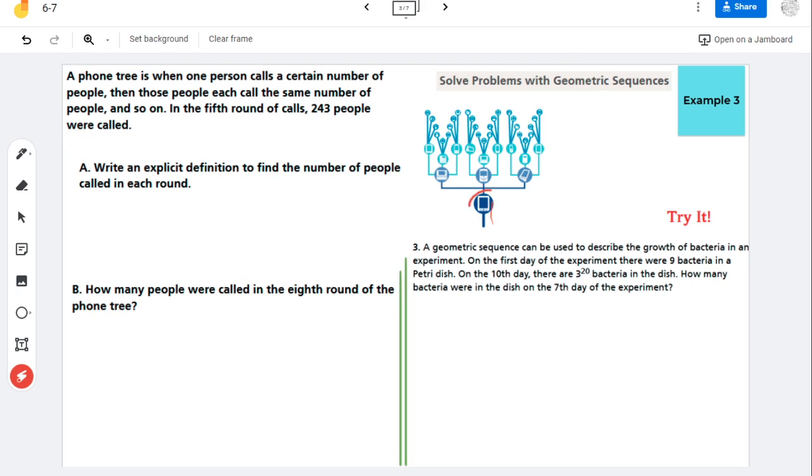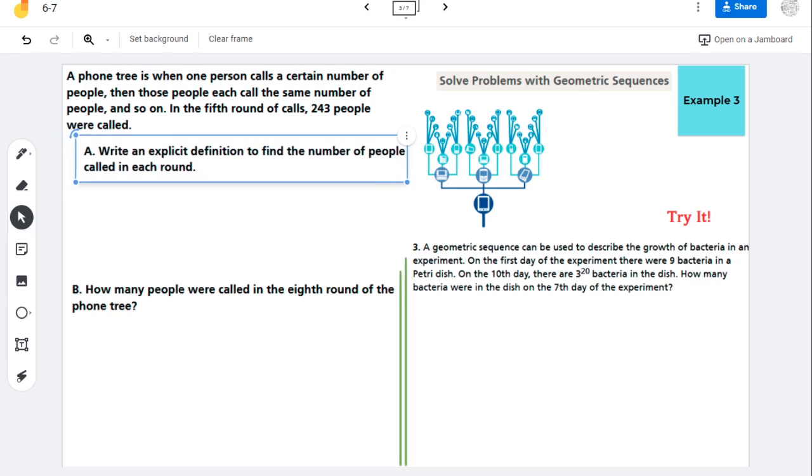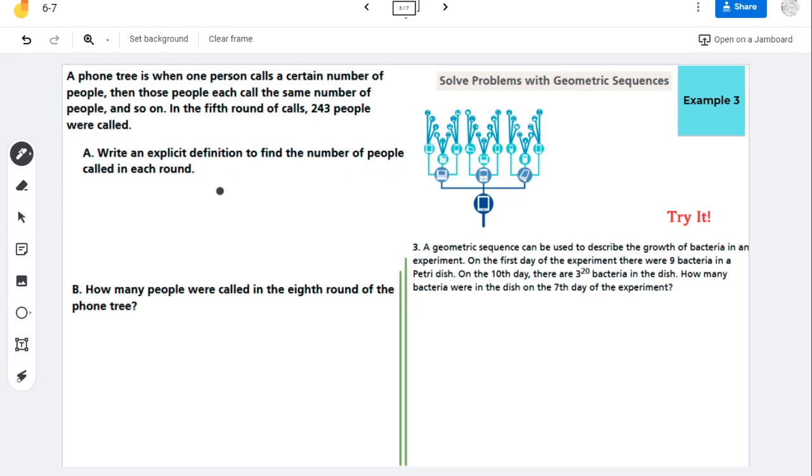Now if I look at this phone tree, I could see that the first person is calling 3 people, who is calling 3 people, who's calling 3 people, etc. So when I go to write my explicit definition, I'm going to start with a sub n is equal to, now remember I need my initial amount times my common ratio raised to the n minus 1 power. So my initial amount, or the initial number of people that we contacted, is 3, because you could see 1, 2, 3.